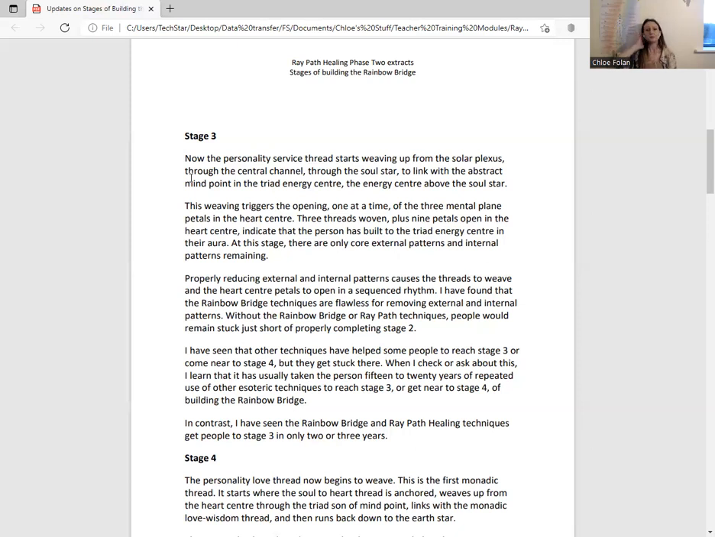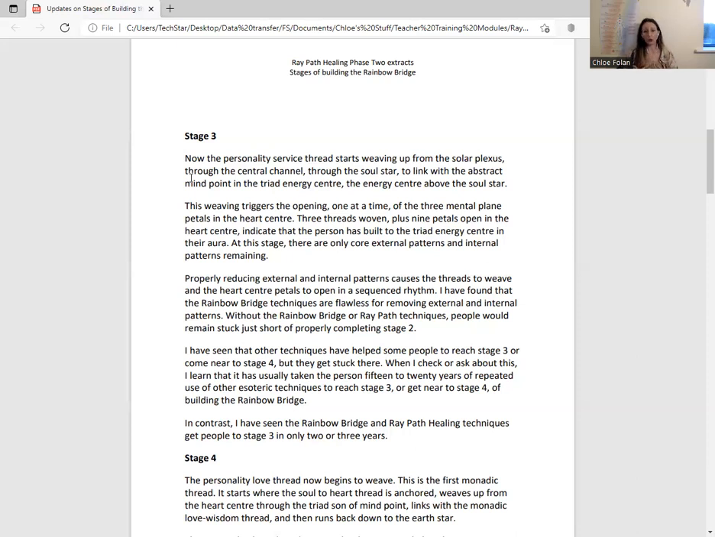Stage 4 of building the rainbow bridge, once stage 3 has been fully consummated. Stage 4, the personality love thread starts to weave, or the second portion of the life thread of the Antahkarana, from heart up through the soul star, up through the sun of mind point, up to the monadic chakra above the triad. That thread then comes back down the same way, back down through the heart, and anchors into the earth star.